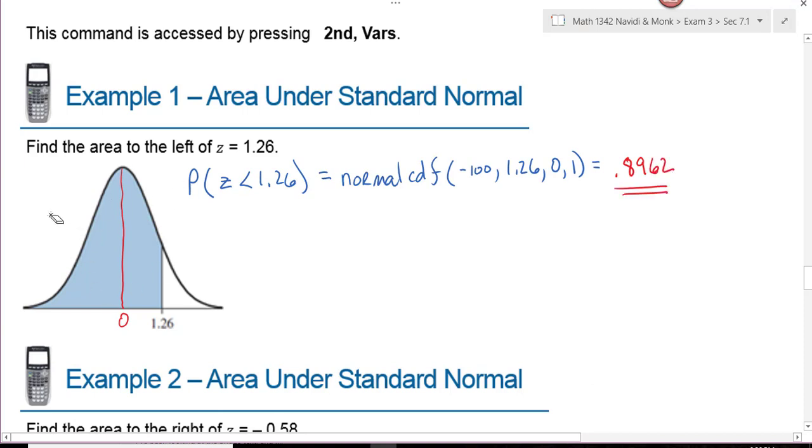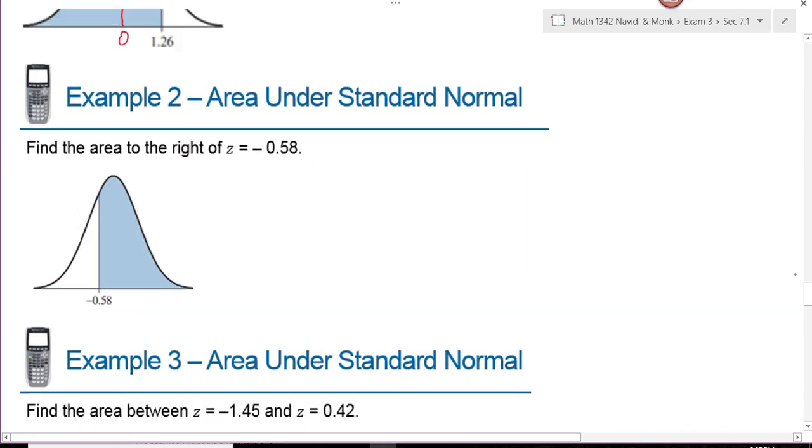And that would be the area of the shaded region. What this represents in words is the probability that z is less than 1.26 is 0.8962. Now we're asked to find the area to the right of z equals negative 0.58.